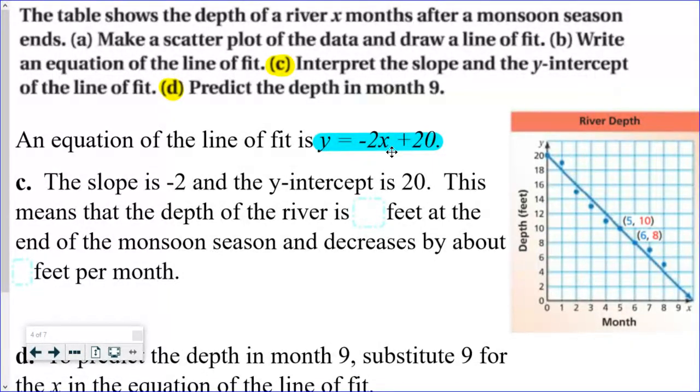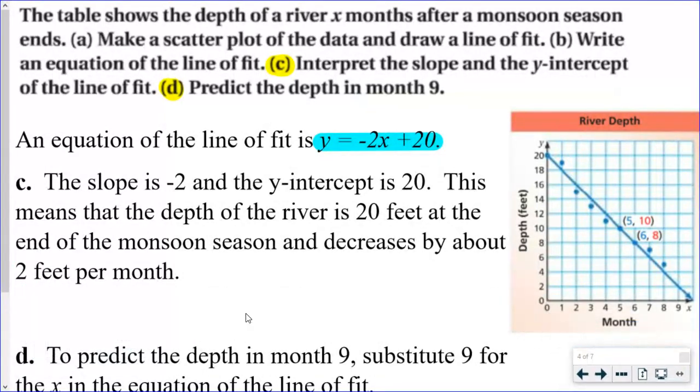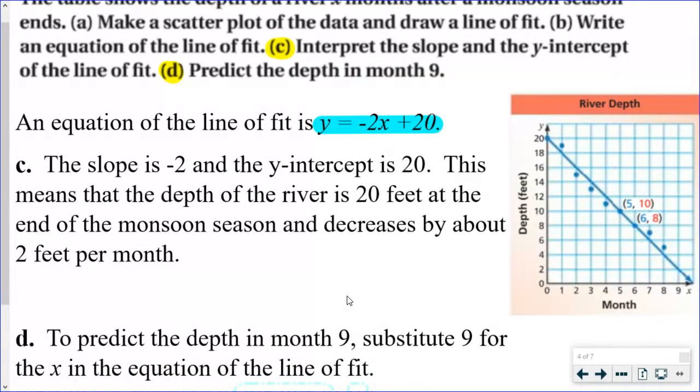Now, there's my equation, highlighted in blue, the equation of the line. The slope is -2 and the y-intercept is 20. This means that the depth of the river at the end of the monsoon season, where it started, was 20 feet. And it decreases. That's what my slope represents. The water goes down about 2 feet every month. -2 over 1 means down 2 every 1 month.